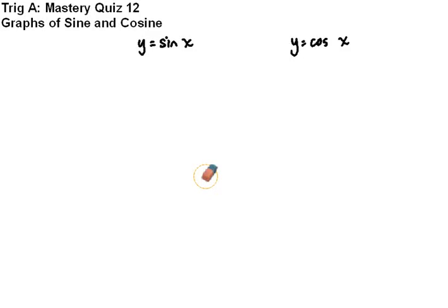Today we're going to be talking about the graphs of sine and cosine. So we need to graph sine and we need to graph cosine, and we need to graph them fairly accurately. This is what I'm going to be looking for. First, I want to see that the labels on the x-axis are right.